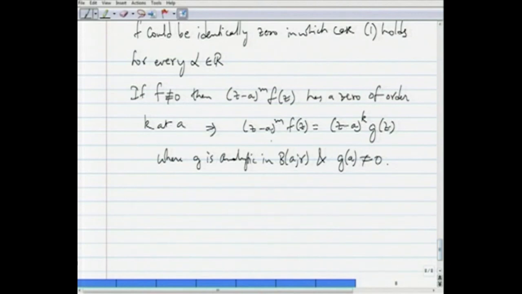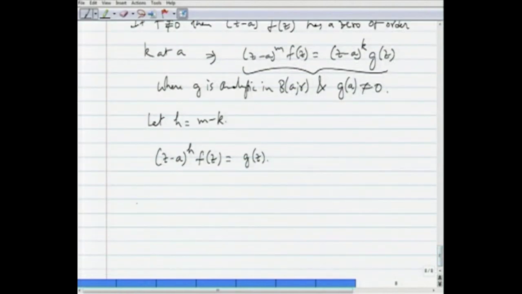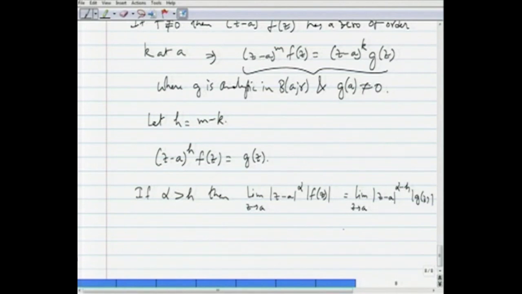So, by subtracting, let h equal m minus k. From this equation, we can write this as z minus a power h f of z is equal to g of z. Now, if alpha is greater than h, g is analytic. So, if alpha is greater than h, then limit z goes to a of modulus of z minus a power alpha modulus of f of z is the limit as z goes to a of modulus of z minus a raised to alpha minus h modulus of g of z. And that is equal to 0.